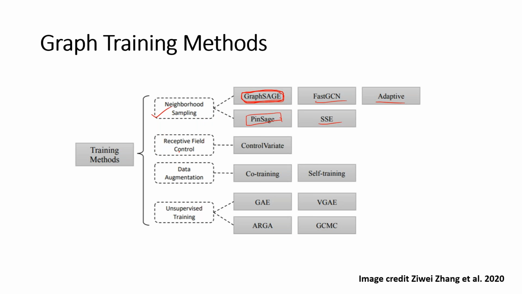Again, then we go for receptive field control. There we have control variate, data augmentation. We have co-training and self-training, and unsupervised training methods. We have GAE, BGVE, and ARGA and GCMC. Okay, so each of these are different papers. If you search with the name, you can always read about these papers to have more idea. I have noted all of these papers in the reference section at the end of this slide.